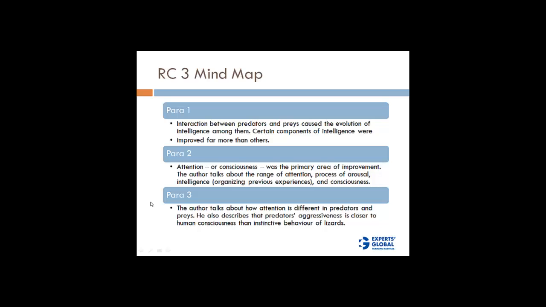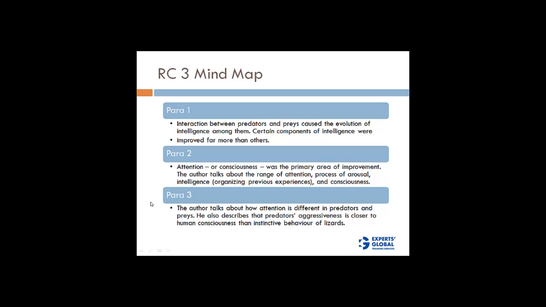So we'll just try to break down the entire passage into 3 paragraphs, and we'll construct the mind map based on paragraph structure. So the first paragraph talks about the interaction between predators and prey causing the evolution of intelligence in them. Certain components of intelligence were far more improved than other components. Okay? That is what the first paragraph is saying.